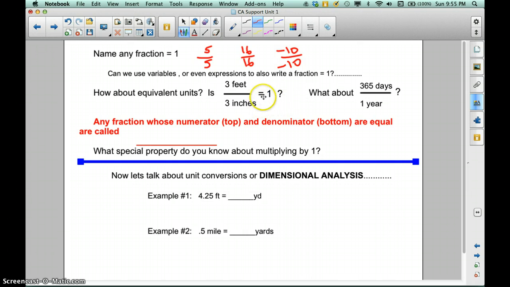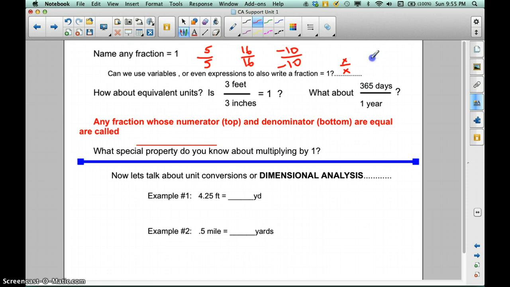What about variables or even expressions? Can we use them to also write a fraction equal to 1? Is x over x equal to 1? It sure is. If x was 3, then 3 over 3, when you plug it in, is equal to 1. So variables over themselves are also equal to 1.